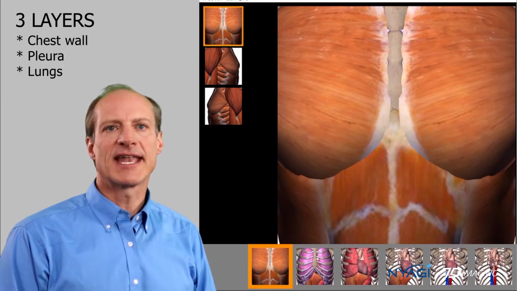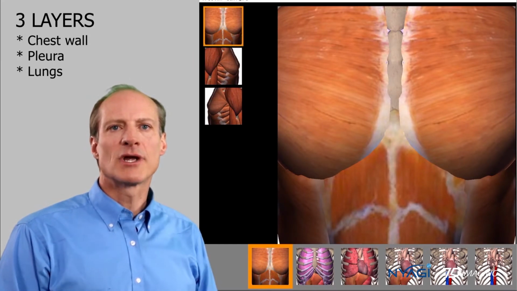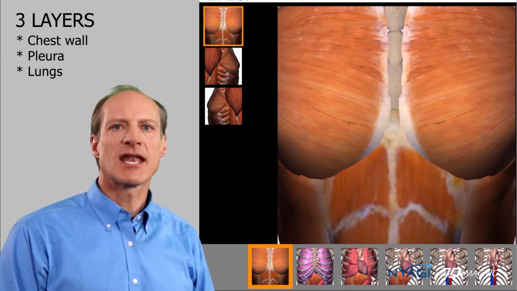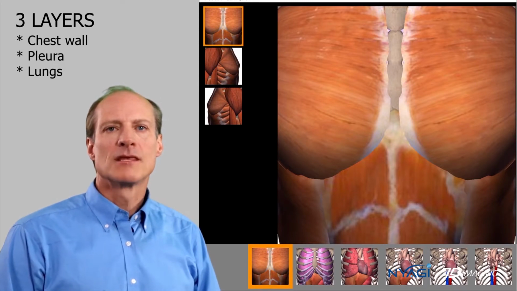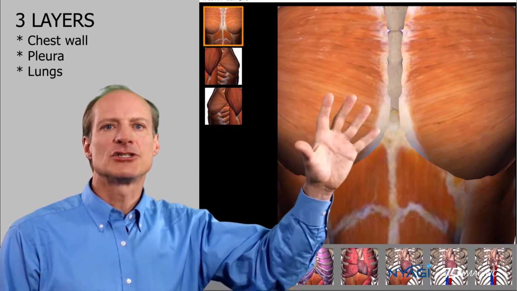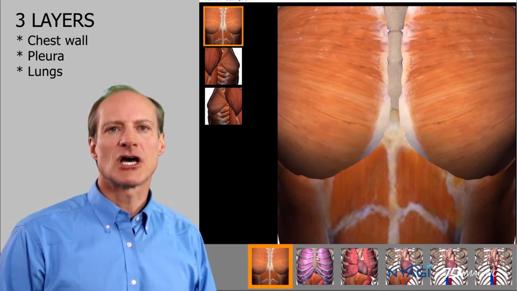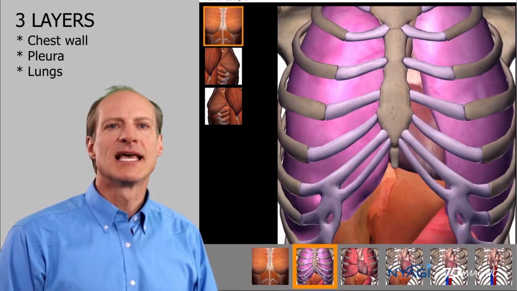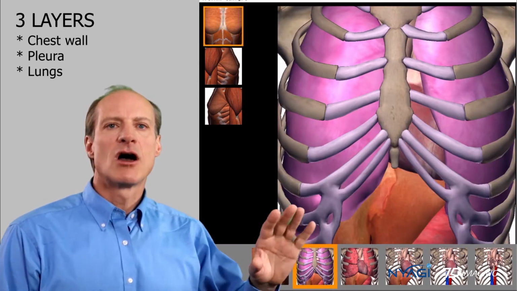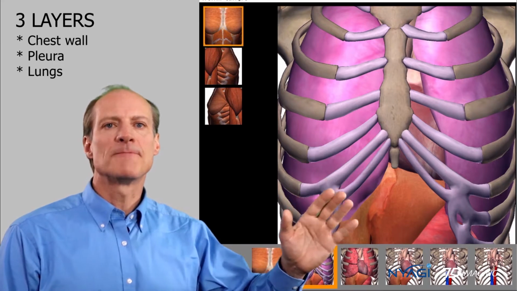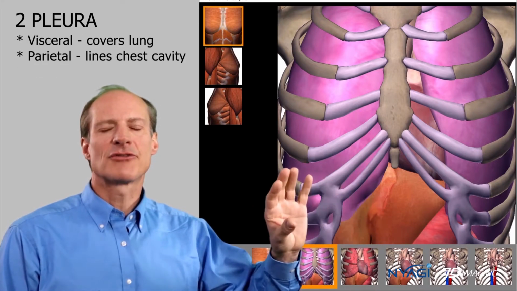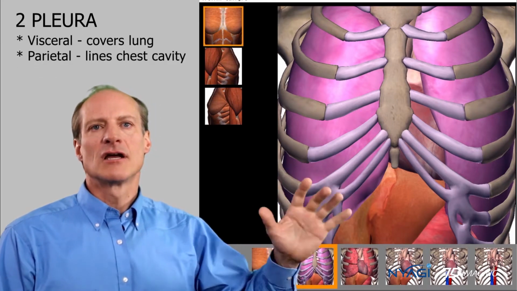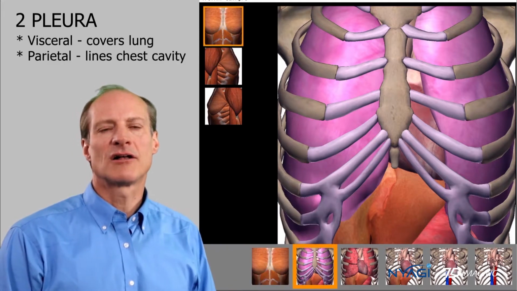Let's quickly review the anatomy for doing lung ultrasound so you have an understanding of what you might be looking at. There are three main layers. There's the chest wall, which has the muscles and soft tissues, including the ribs. Deep to the ribs are the two layers of pleura. One lines the inside of the thoracic cavity, the other covers the lung itself.